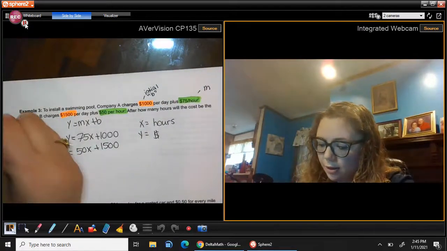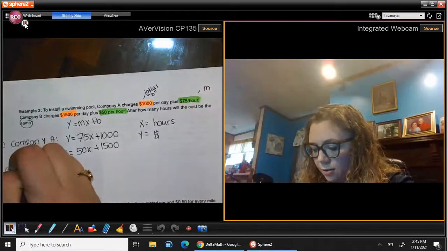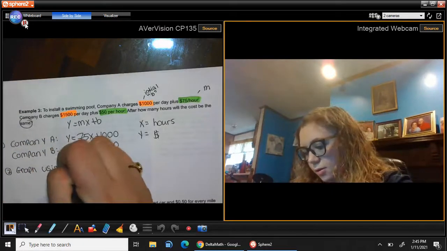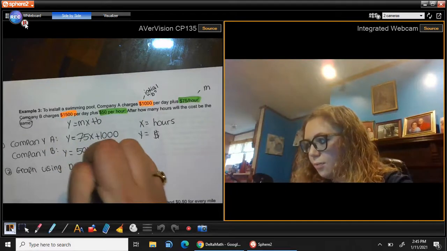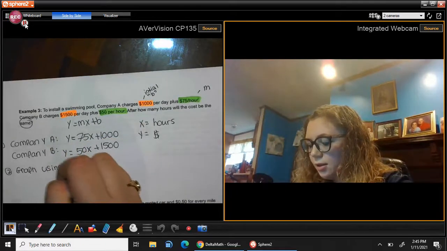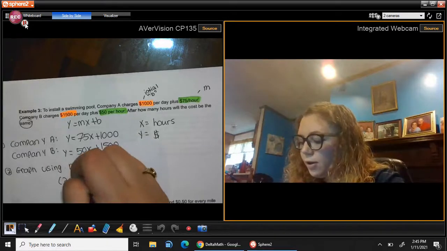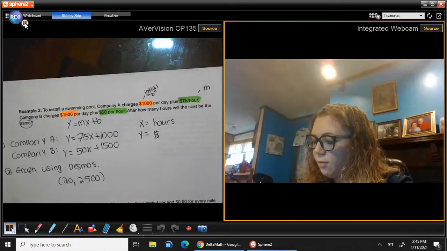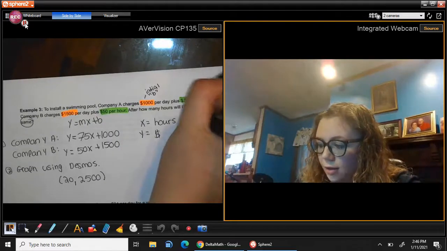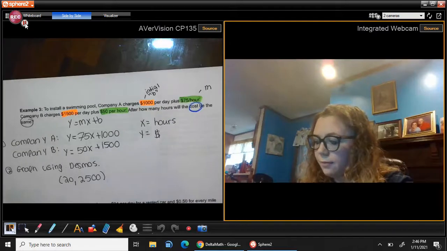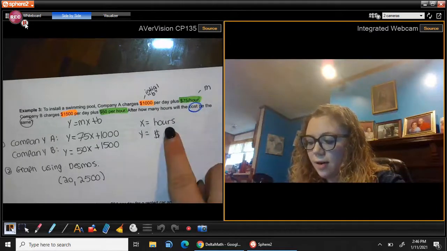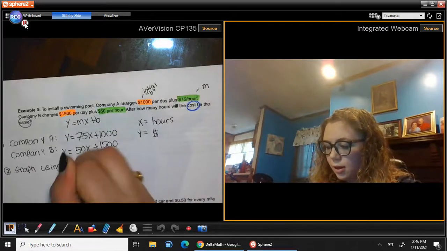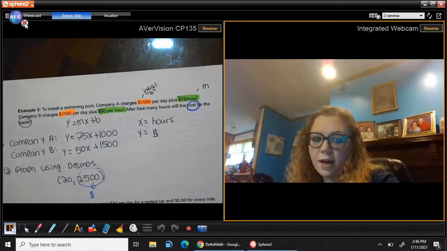Okay, so I'm going to graph using Desmos, find that intersection. Okay, and the point where they intersect is 20, and then 2,500. Okay, and I'm going to go back to see what they want me to find, and they want me to find what would the cost be. Okay, so we're talking about cost, so we're talking about x or y. We're talking about my y value.